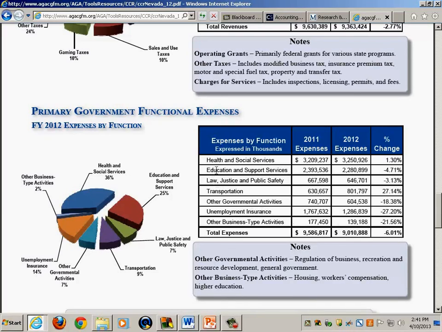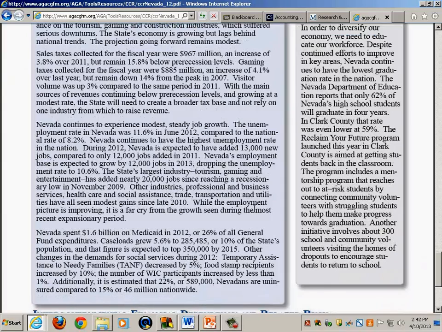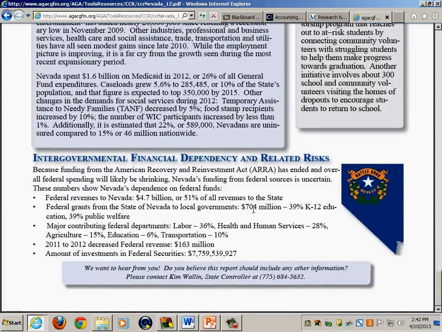Okay. Again, what do they spend money on? This shows you that the largest amount in the state goes towards health and local services, which is found in most states. Just about every state spends on health, social services, and education. Moving on to page 4, what are their challenges and economic outlook? It gives you kind of perspective information regarding the future. They talk about education, economic challenges, and some other things, about federal grants.